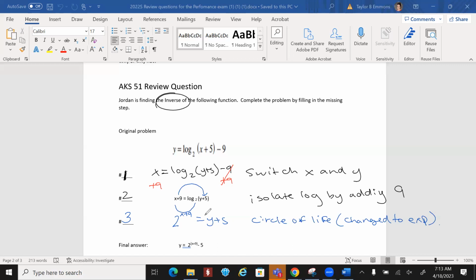And then we still want y by itself. We're going to subtract 5 from both sides. And that'll give me my final answer. So then the last step would be subtract 5. So that would be step 4. You should put an extra blank on there.